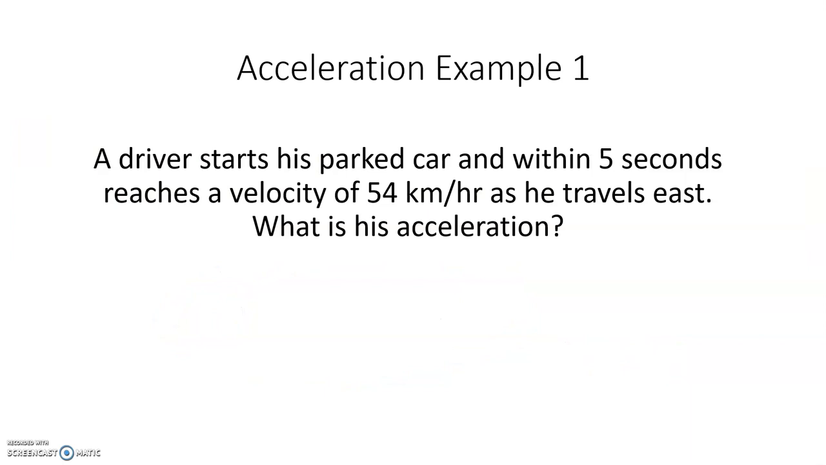So let's say we have an example of a driver who starts his parked car. That's key. That means that the car is going 0 kilometers per hour, and within 5 seconds reaches a velocity of 54. So acceleration is the change of velocity over the change in time. This little delta, by the way, this triangle, just means "change of." So my velocity, we went 54 kilometers per hour, and we started at 0.